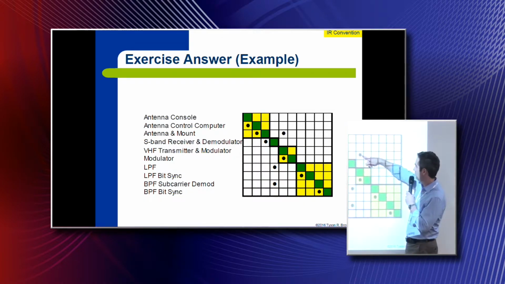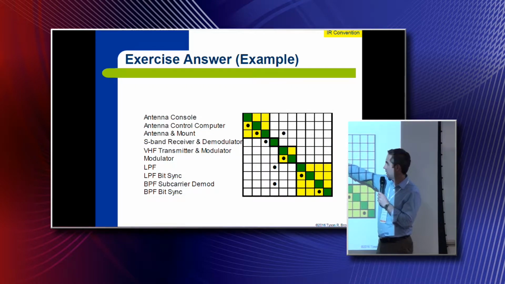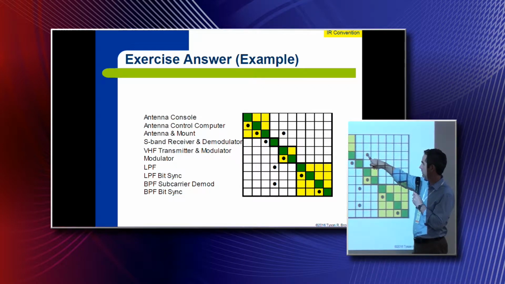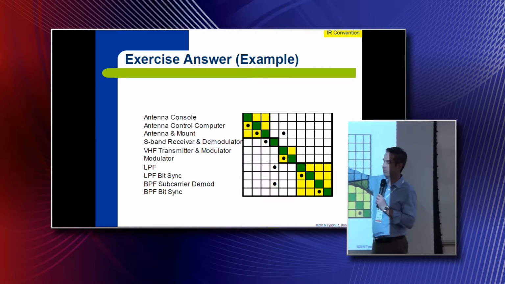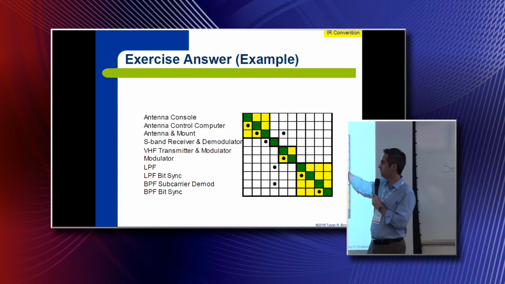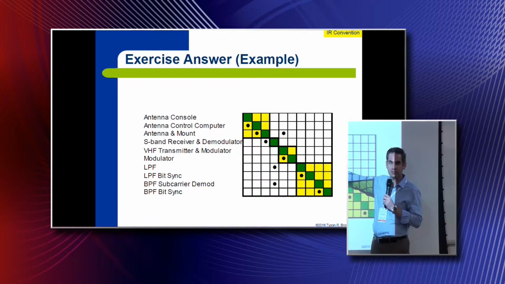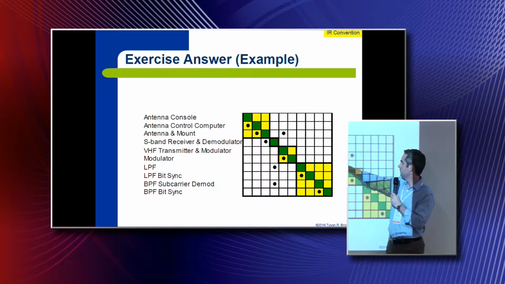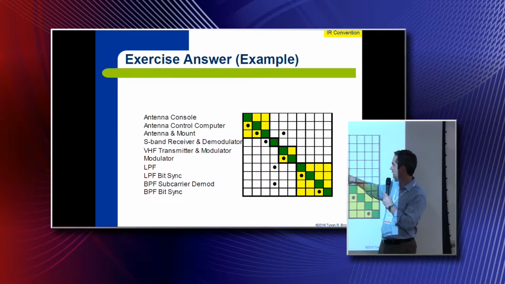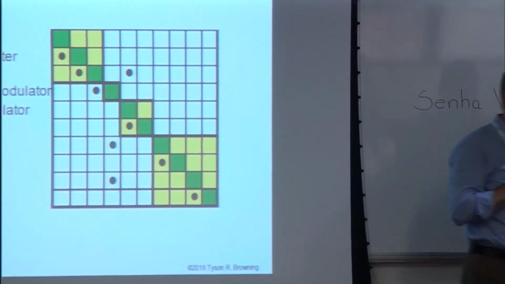Right here? Uh-huh. It's an input for antenna and mount. It's an input, right? We're saying the inputs to each thing are in its row. Okay. Inputs in rows. So 2 arrows go into this component, antenna and mount. One of them comes from antenna control computer. The other comes from VHF transmitter and modulator. So that's how to read it.